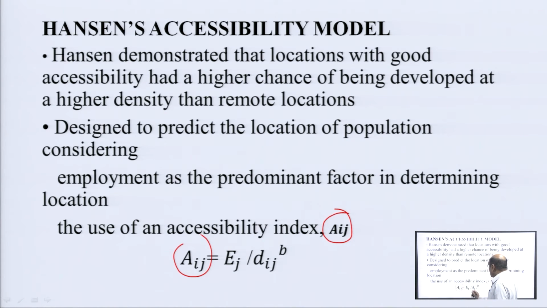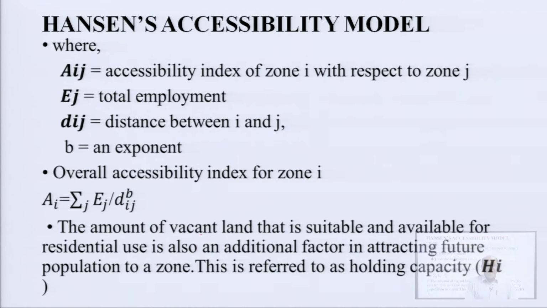Aij equals Ej divided by Dij to the power b, where Aij is the accessibility index of a zone i with respect to zone j, Ej is the total employment, Dij is the distance between i and j, and b is an exponent. So, the overall accessibility index for zone i will be Ai equals the sum over j of Ej divided by Dij to the power b.